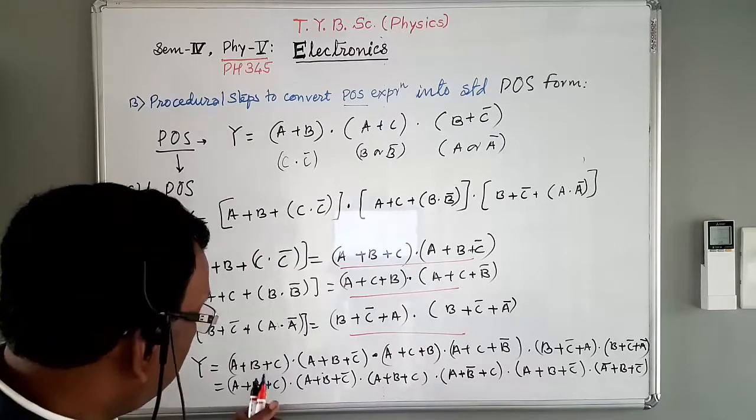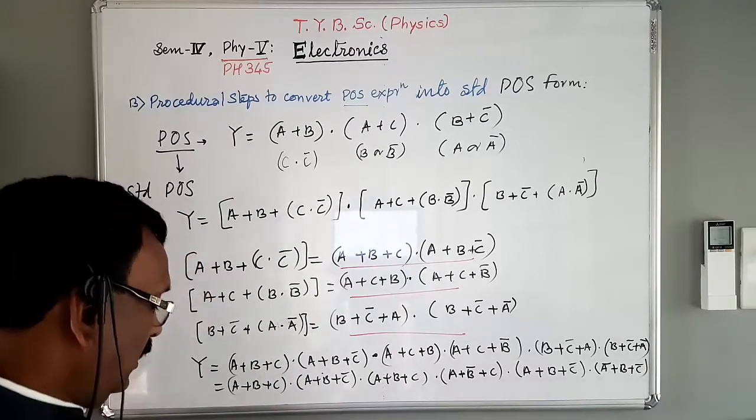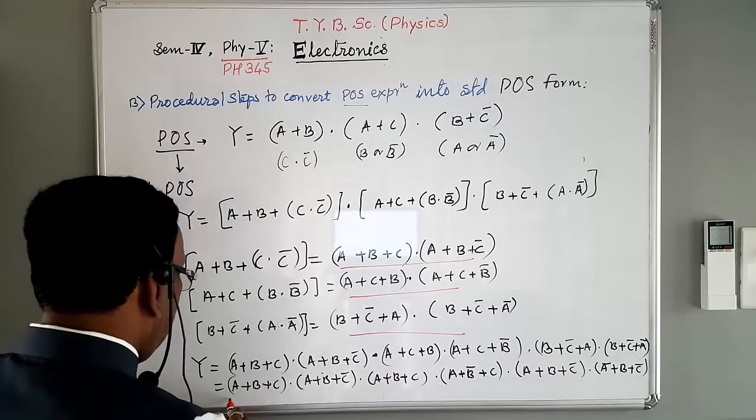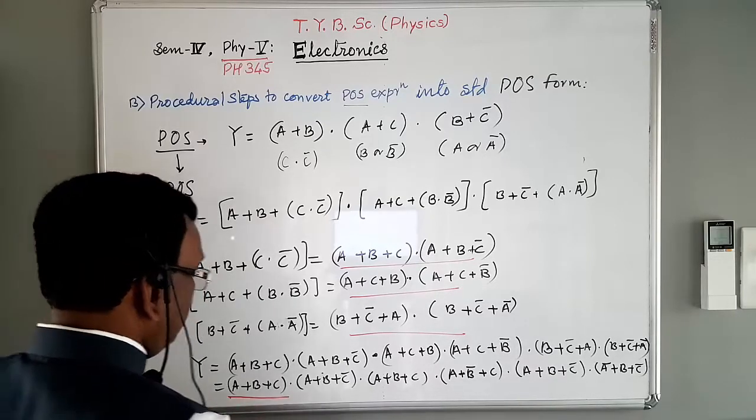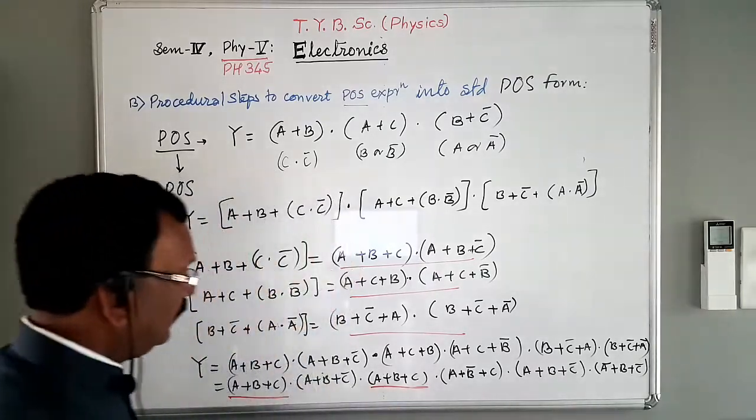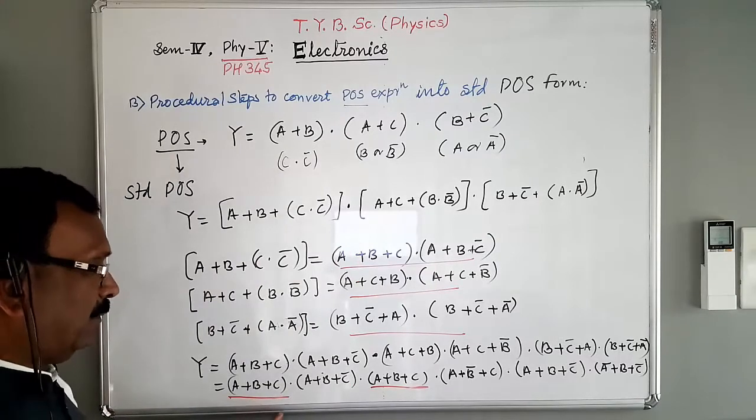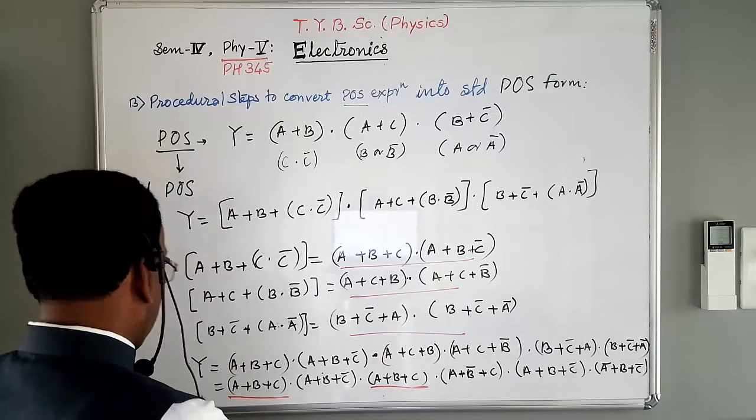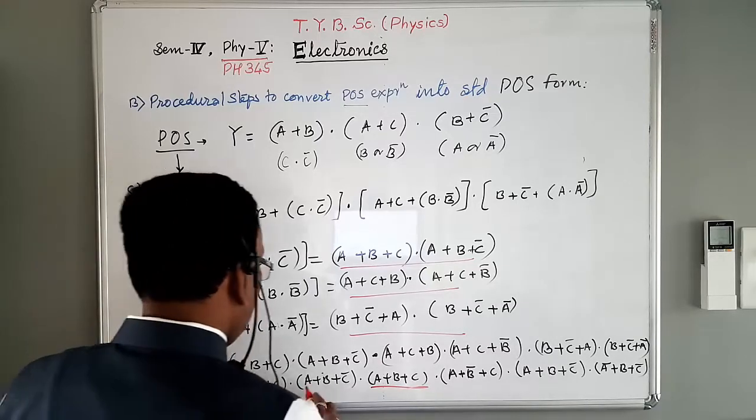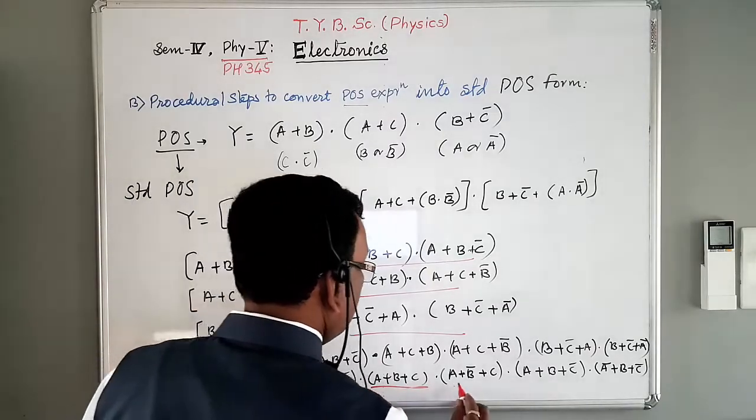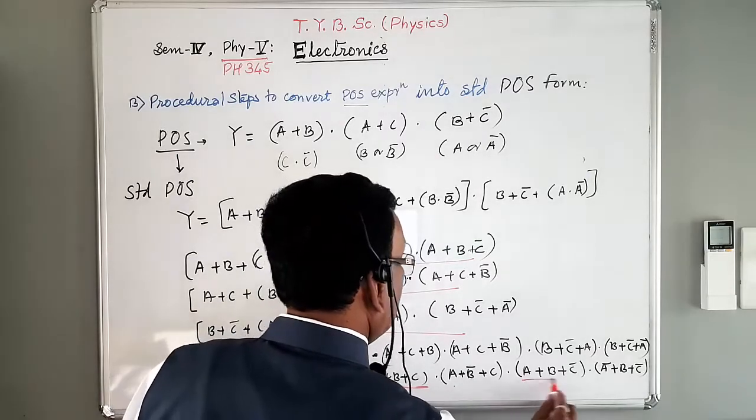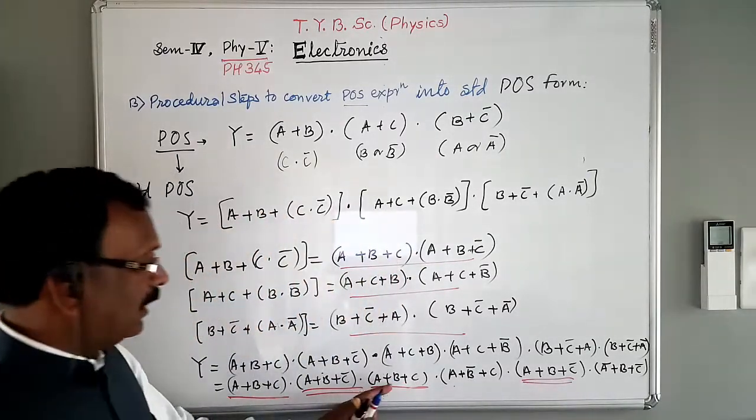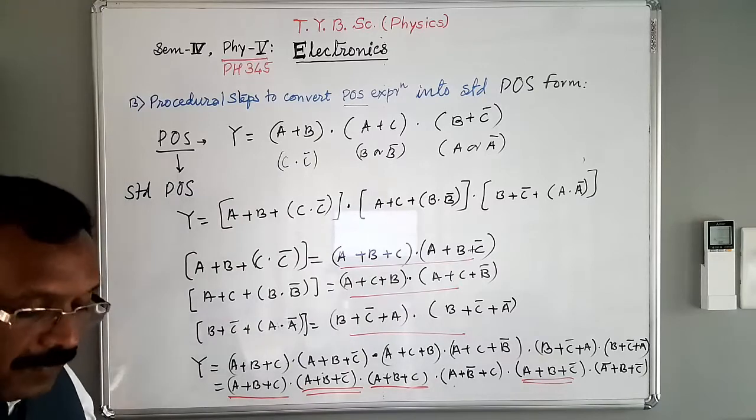Now, when we observe this equation, the term A plus B plus C appears twice, so this is a redundant term. And this term is again repeated, so this is also a redundant term.